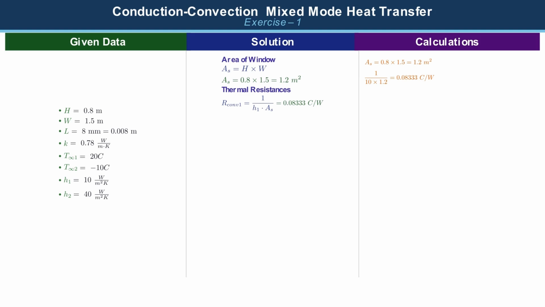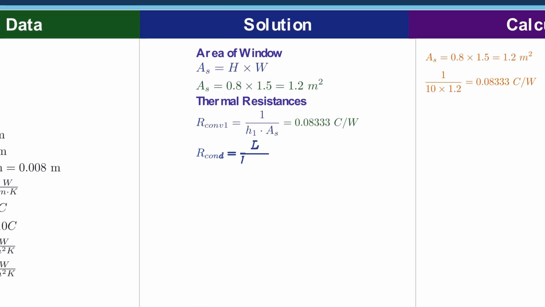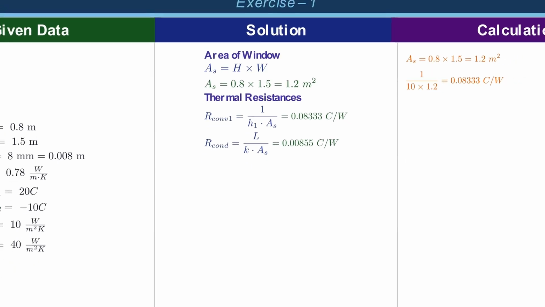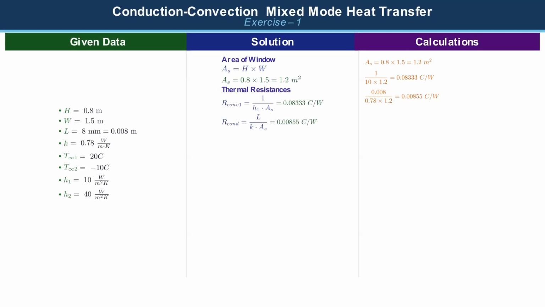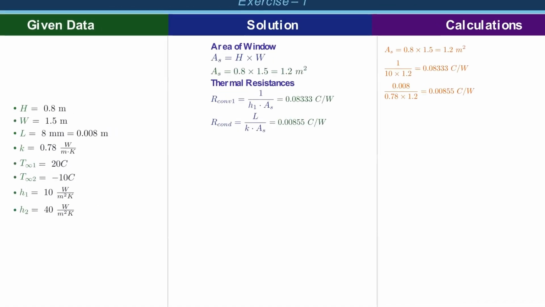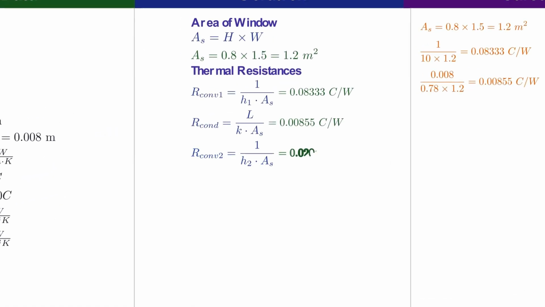Second, conduction resistance through the glass. R-cond equals L divided by K times AS. This is the resistance offered by the glass itself as heat conducts through its thickness. Substituting 0.008 divided by 0.78 times 1.2, R-cond equals 0.00855 degrees Celsius per watt. Now observe carefully. This value is extremely small. That tells us the glass itself offers almost no resistance. The dominant resistances are the convection layers.